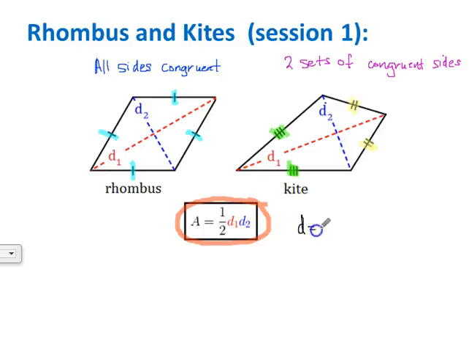Whenever you see a D, that means diagonals. And diagonals, if we remember, is when we start at one vertex and go directly opposite to another vertex in the figure. Here's another diagonal going from one vertex to the other. So to find the area of a rhombus or a kite, we're just going to take 1/2 the first diagonal times the length of the other diagonal. That's it. That's how we find the area of a kite or a rhombus.